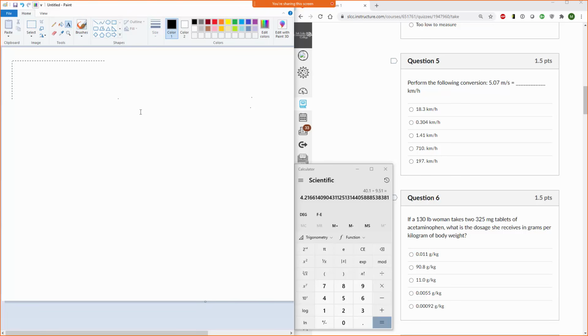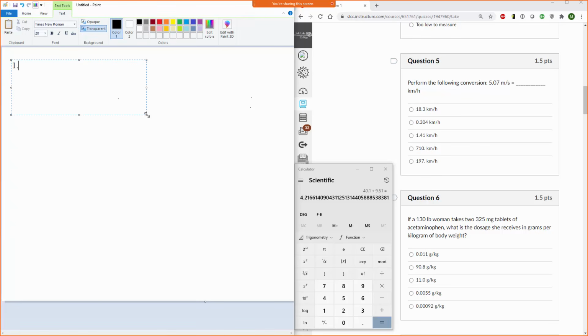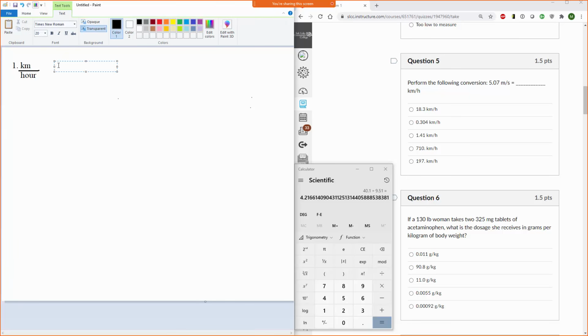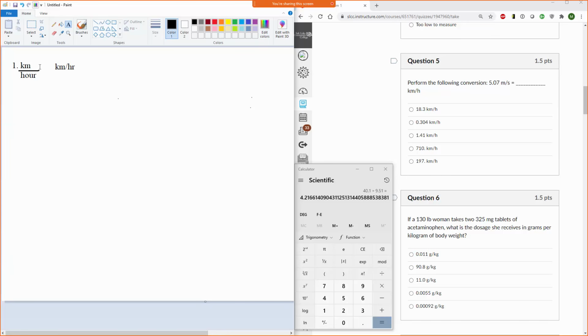Now, we've got our 3-step method, right? Step 1 is to say, what are they looking for? What are our target units? Kilometers divided by hours. So these are our target units, and I'm showing it this way instead of this way, even though they mean the same thing. But if I put it this way, then it's a little bit clearer that that's my target for my dimensional analysis. Clearer to me, at least.